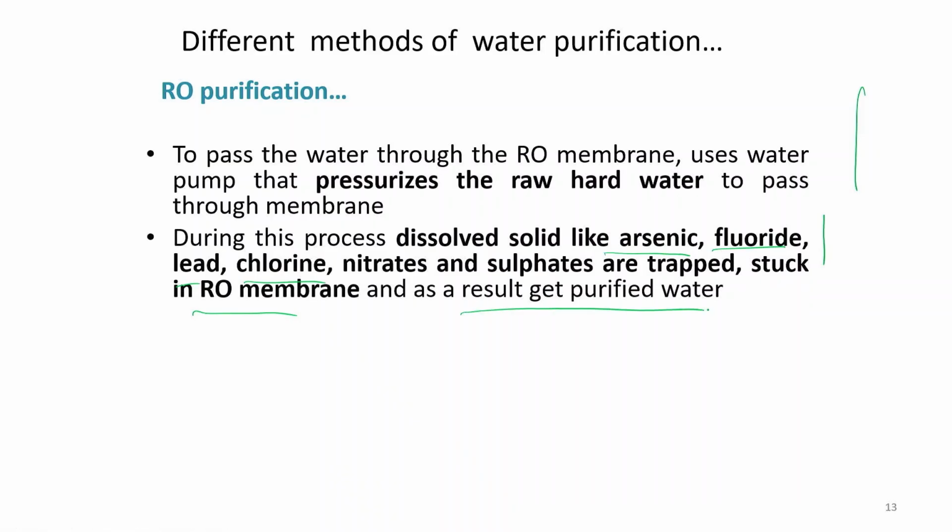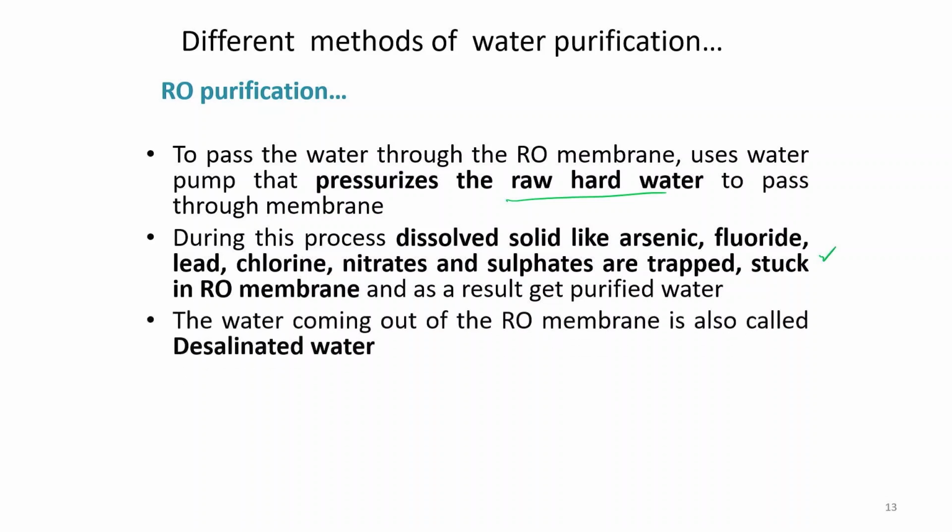So, whatever water we get through RO is pure water, with no dissolved salt. It makes the water soft. So, from hard water to soft water we can get by RO. The water coming out of the RO membrane is also called desalinated water, that is, there is no salt present in it.